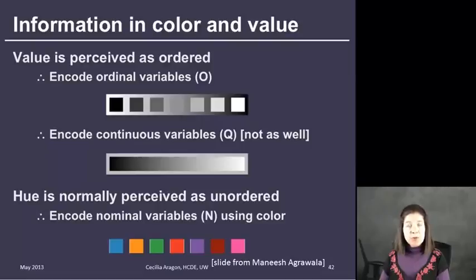Value can be perceived as ordered, so you can encode ordinal variables. In other words, you see this strip that goes from black to white, where value is increasing. You can see that there is an order to these colors. You can also even encode continuous values with a grayscale mapping, although not as well. But hue is normally perceived as unordered, so you always only want to encode nominal variables using color. There's no order to the colors on the bottom of the slide.